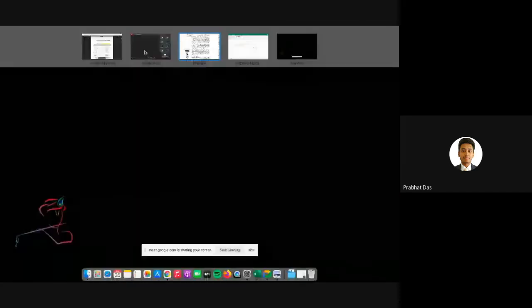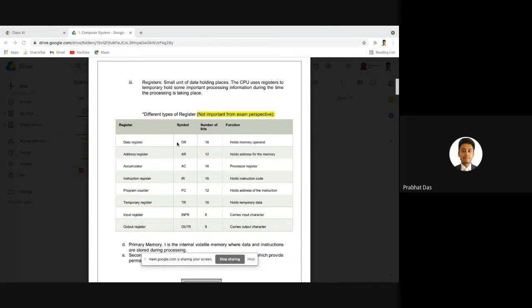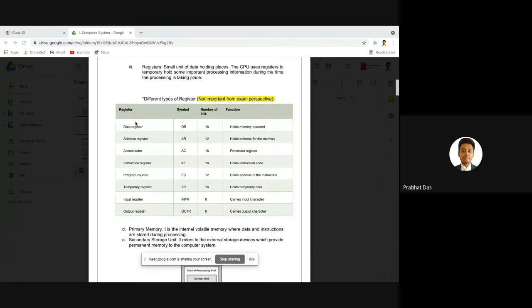So we are talking about the registers. The CPU uses registers to hold temporary data while processing, as I said. Registers can be classified into multiple types. The first one is the data register, followed by the address register, accumulator, instruction register, program counter, temporary register, input register, and the output register. Each and every register has a specific task.